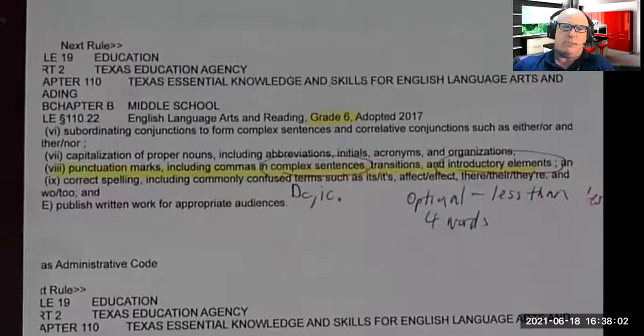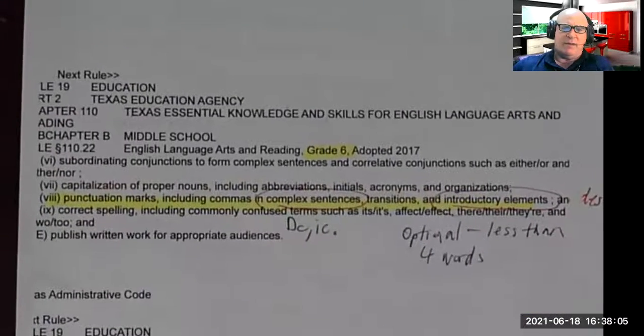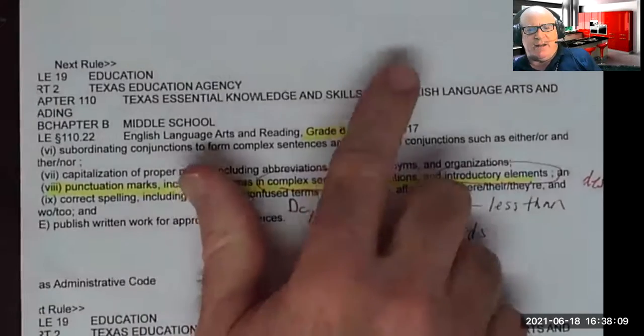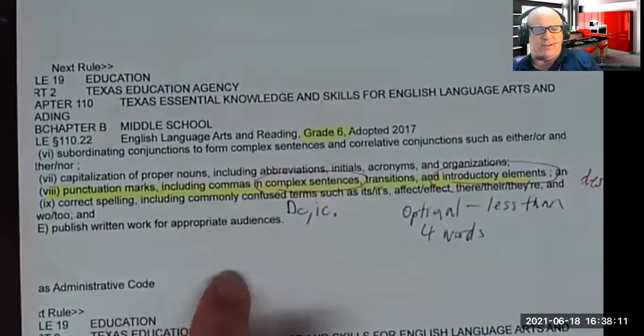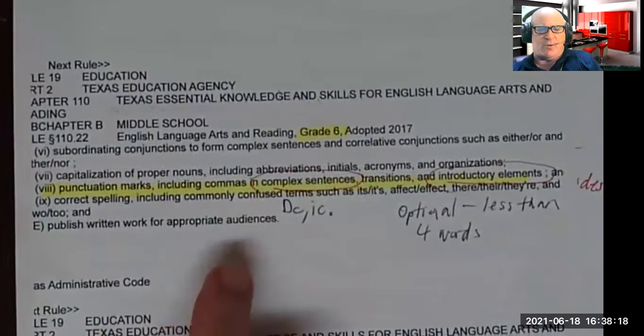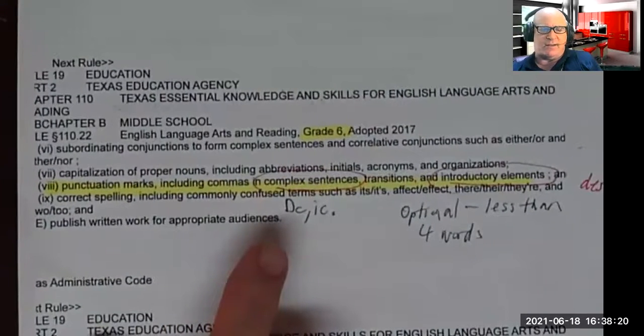So let me show you that real quick. I'm going to put on my glasses so that I can see what I'm talking about. Click advanced in my Zoom content from a second document camera and share. To make it easy, I put them all on 2 pages. For sixth grade, as you can see, I highlighted it. One of the punctuations says commas, complex sentences, transitions, introductory elements. I'm going to focus very quickly on complex sentences.